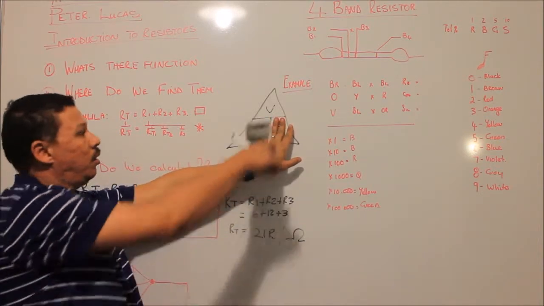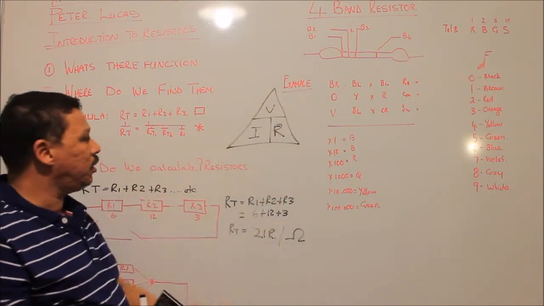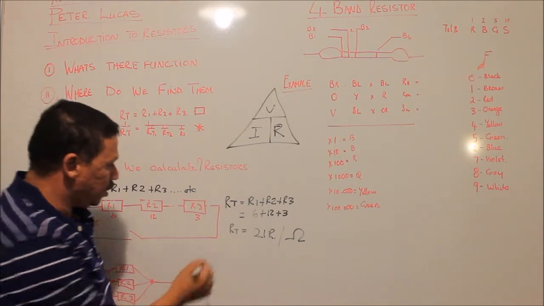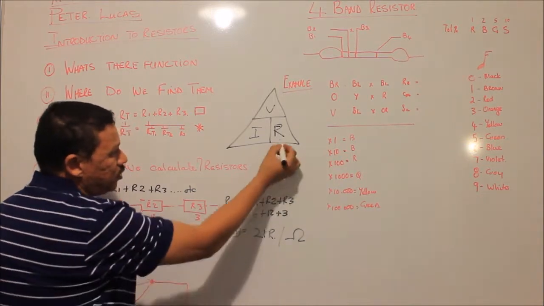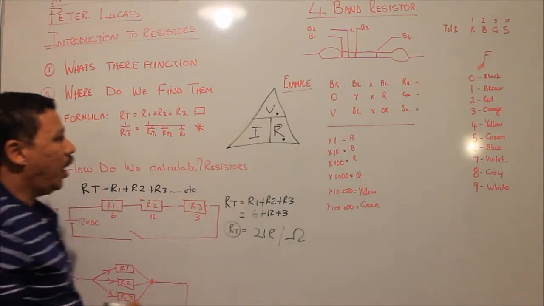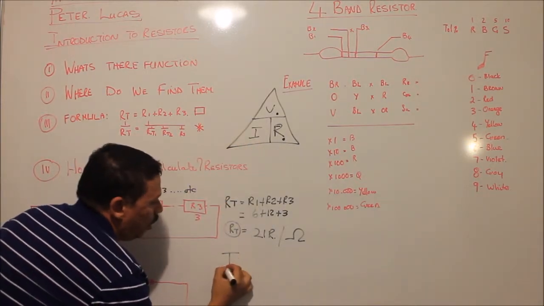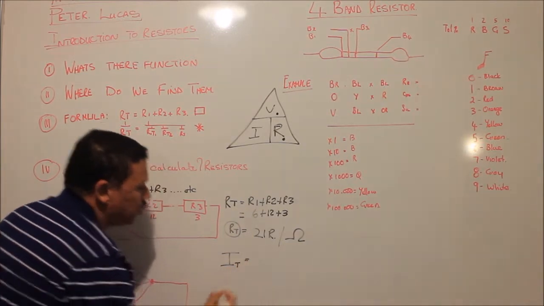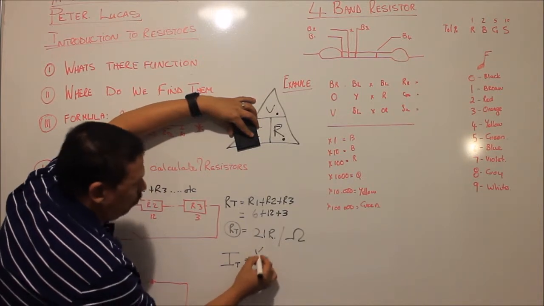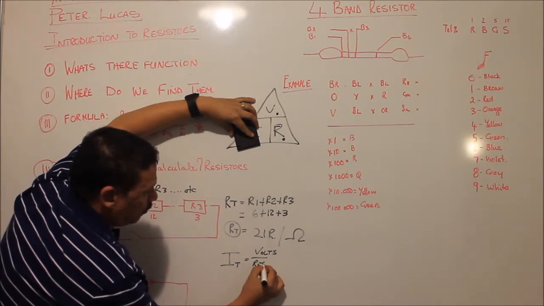We need to divide voltage over current. So it's very, very easy, and let's apply it to the circuit over here. In this circuit we have total resistance, we've got total voltage, and we can find out the total current. So we say I total equals, and the formula says V, volts, over resistance.